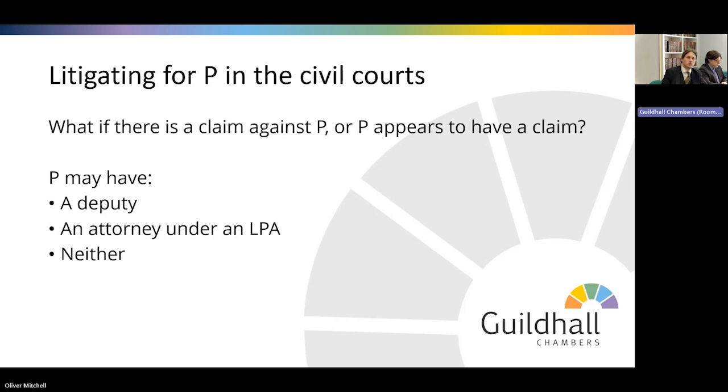Now, when this situation comes up, it seems to me that P is essentially going to have one of three different situations. P might have a deputy that's already been appointed by the Court of Protection. P might have an attorney under a lasting power of attorney, or conceivably still under an enduring power of attorney, or P might have neither.